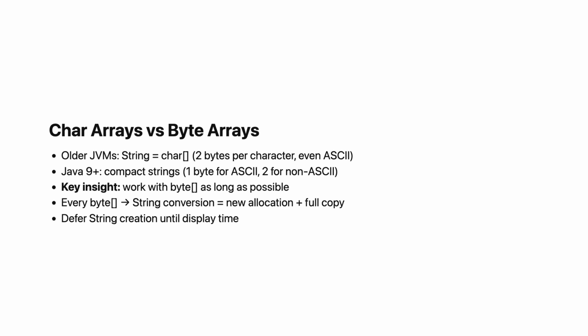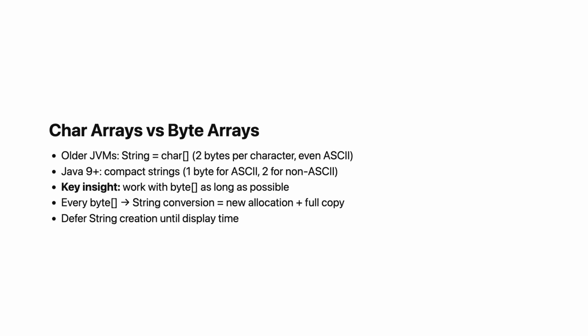Here is a low-level detail that matters more than you might think. On the JVM, strings internally store their data as either a byte array or a char array, depending on the content and the JVM version. In older JVMs, it was always a char array, 2 bytes per character, even for ASCII text. Since Java 9, the JVM uses compact strings. ASCII-only strings use 1 byte per character, while strings with non-ASCII characters use 2 bytes per character.